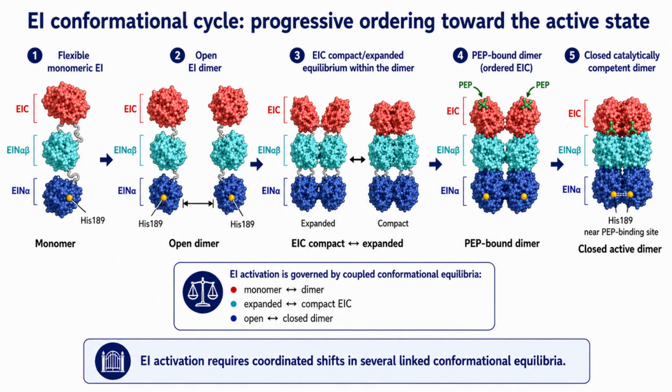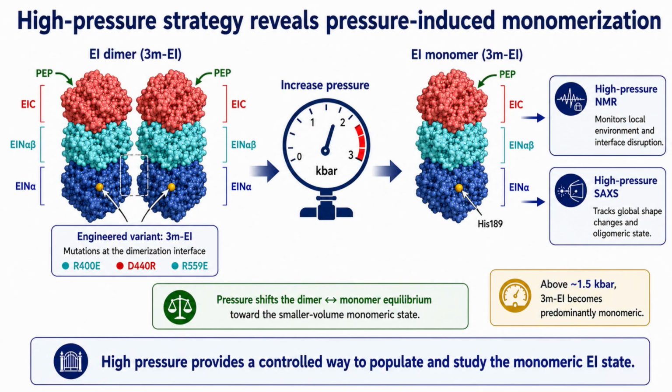To answer that question, we used a high-pressure strategy. Pressure shifts equilibria toward states with smaller partial volume. An engineered enzyme 1 variant, called 3-MEI, behaves normally at ambient pressure but dissociates into a monomer at high pressure, allowing us to directly populate and study the monomeric state. We then followed this transition with high-pressure NMR and high-pressure SAX.